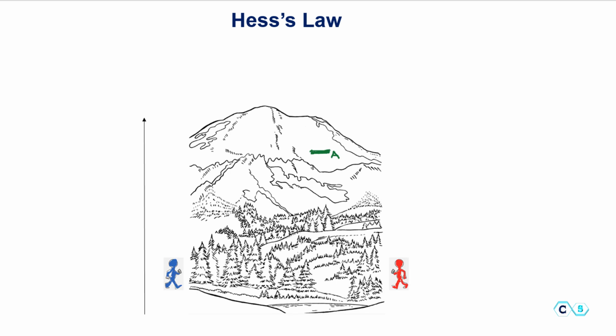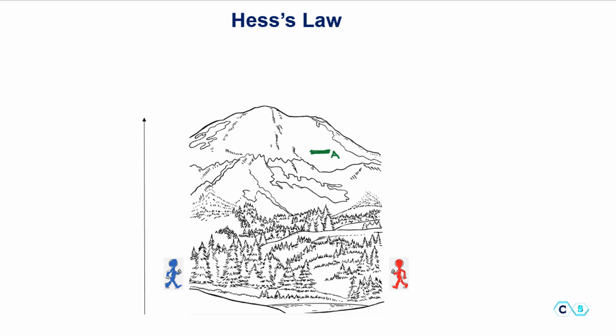Before we start talking about Hess's law, which is used to calculate the enthalpy of a chemical reaction, we're first going to learn about something called state functions. These are very important quantities, and one example of a state function is altitude. So let's see why altitude is considered a state function and how state functions can generally be described.